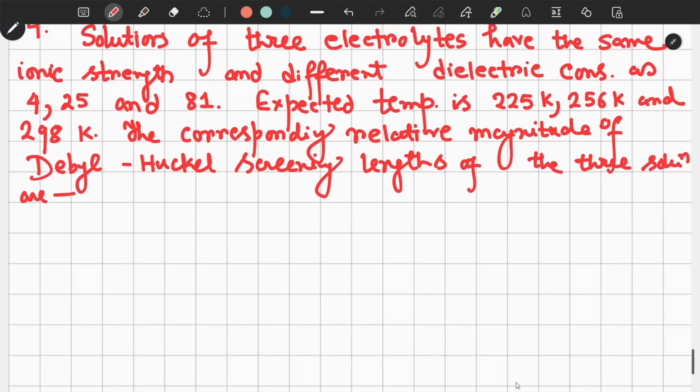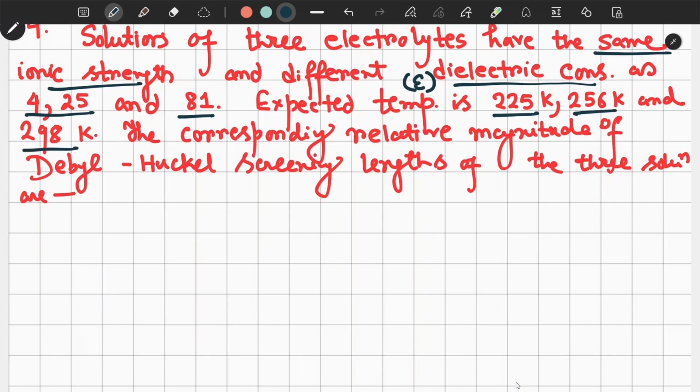So you have three different solutions of three different electrolytes with the same ionic strength for all three, but different dielectric constants. Dielectric constant means epsilon, given as 4, 25 and 81. For water it was 78, if you remember. The temperature is given for the three solutions. We have to calculate the relative magnitudes of the Debye screening lengths. This is a purely formula-based question, and this type of question is also asked in exams. If you know the formula, you can do it.